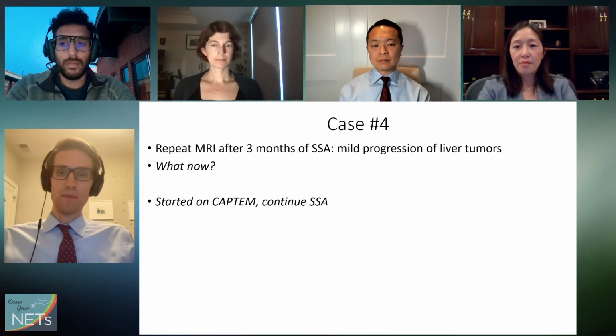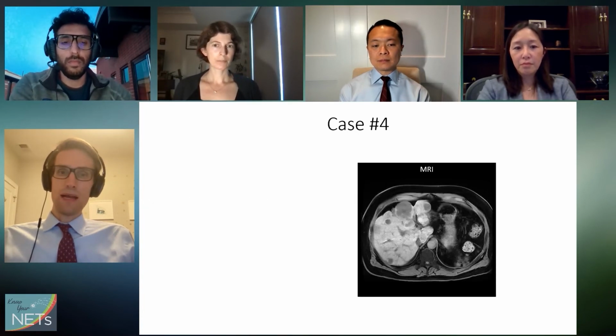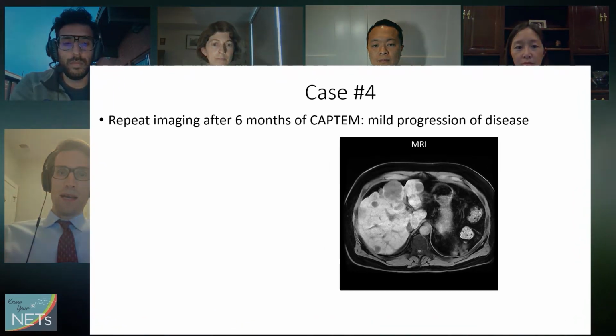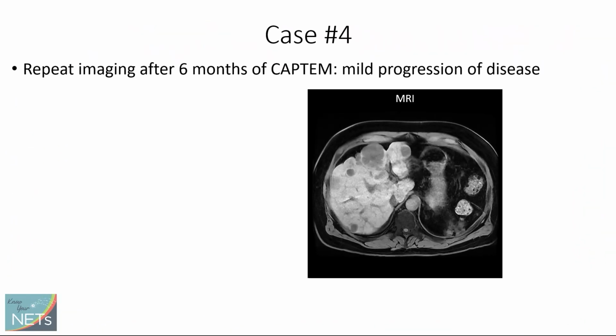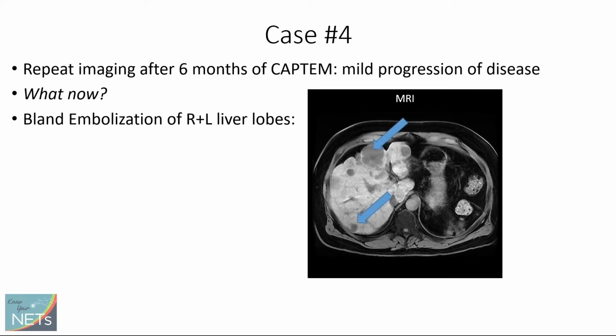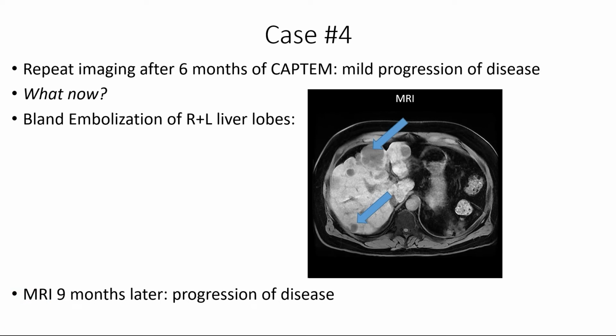We started chemotherapy, and actually repeat imaging after 6 months of Keutgen showed mild progression of disease still. So then we went the IR route, and the bland embolization was actually very successful in this patient. He had first the right and then the left lobe embolized. And you could see here that there's definitely decrease in his overall liver tumor burden. But unfortunately, 9 months later, he again experienced progression of disease in his liver.